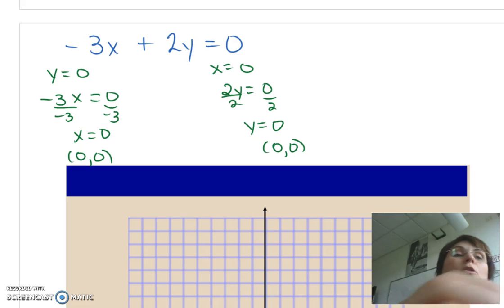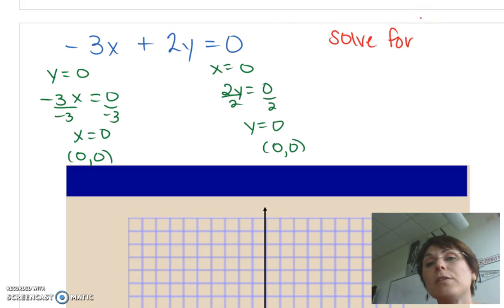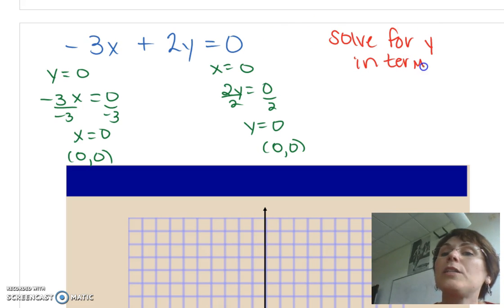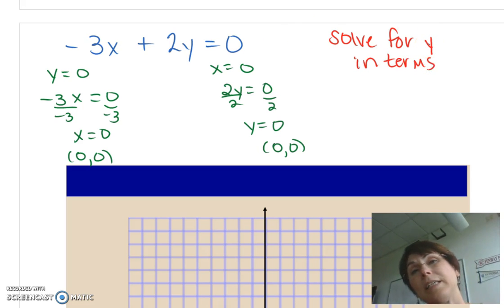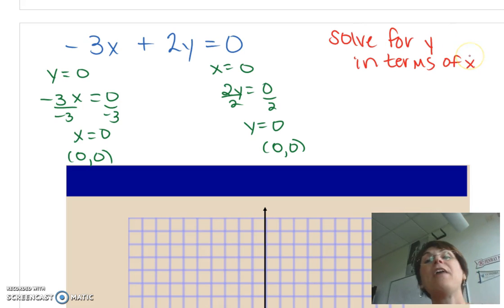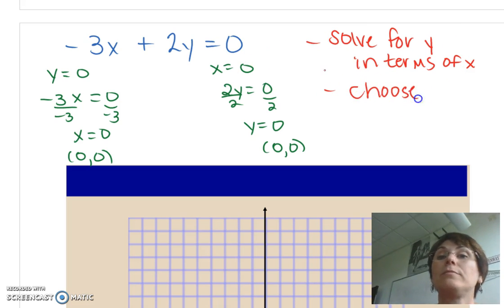So what we're going to do is solve for y in terms of x and then choose an x value to find the corresponding y, just like we did when we were solving for y in terms of x and working with functions. So anytime a technique you're learning doesn't work to give you enough ordered pairs to graph, you go back to solving for y in terms of x and then choose an x and find the corresponding y.